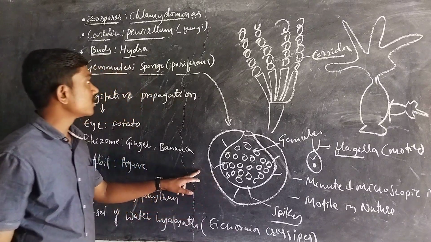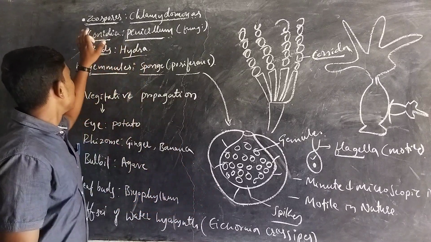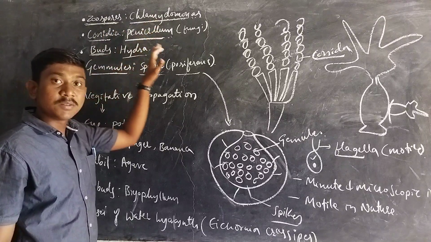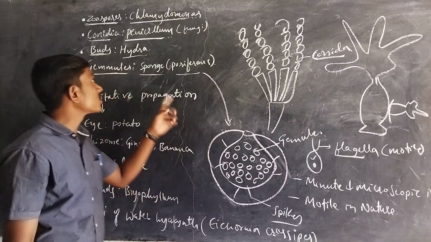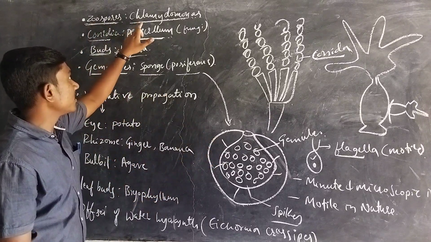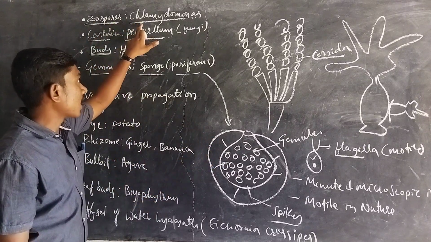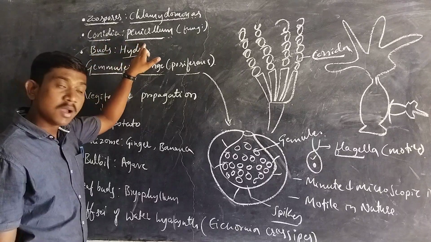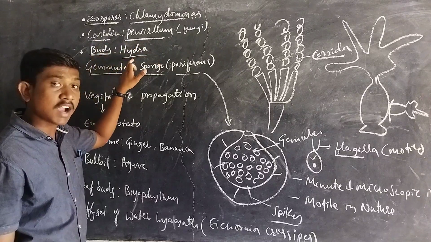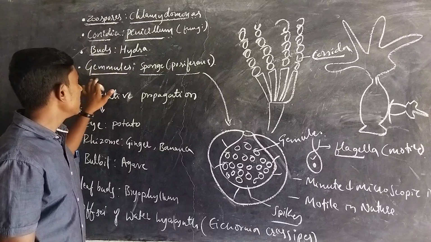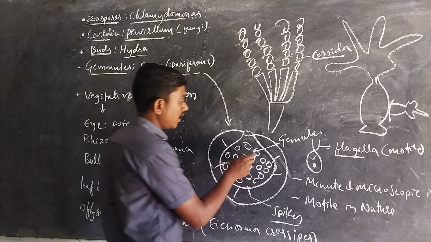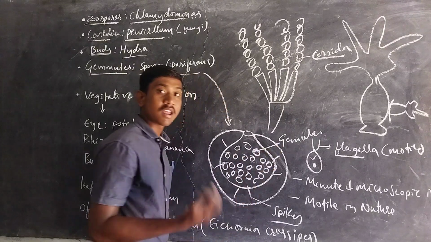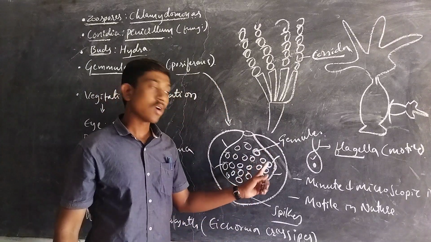In most NEET examinations, they ask which kind of asexual structural units Chlamydomonas exhibits. So these are the most important things. The zoospores are exhibited by Chlamydomonas, the conidia in case of Penicillium, the buds in case of Hydra, which we discussed, and the gemmules in case of the sponges, that is, the poriferans. Each individual gemmule has the ability to give rise to new organisms.